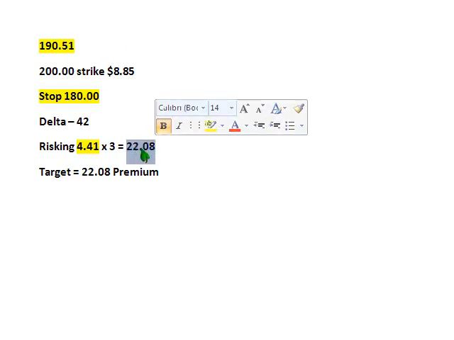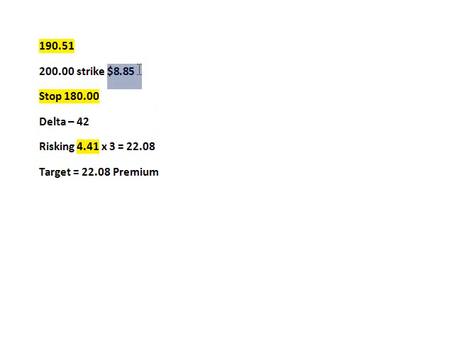But if we take that 13.23 and add it to the premium of 8.85, we get 22.08. So our target is 22.08 on the premium. That means when this premium hits 22.08, we get out. The only other way we get out is if we hit our stop at 180, which means we will have lost 4.41, which is about 50%, almost exactly.